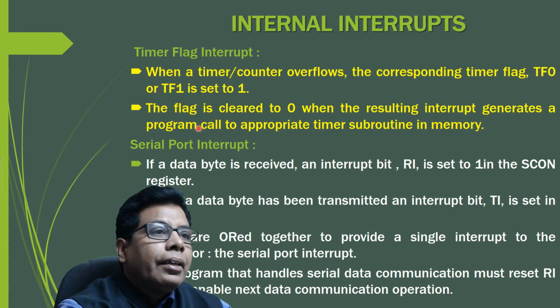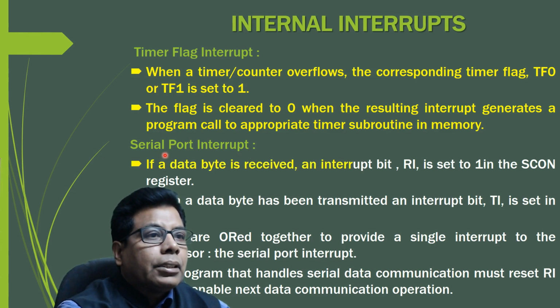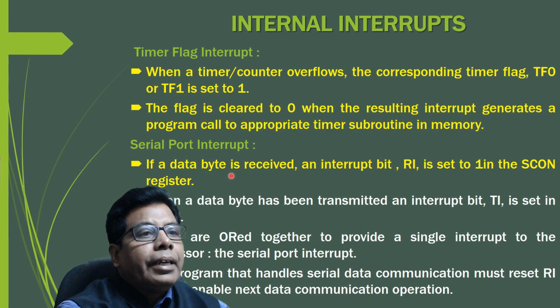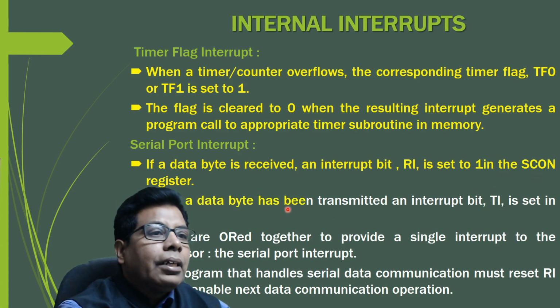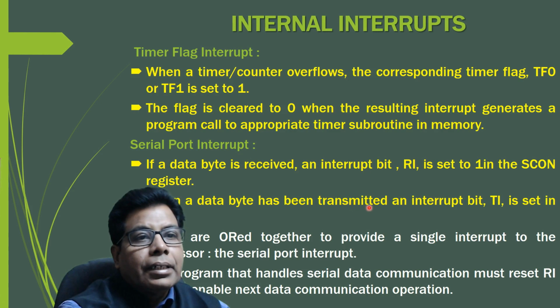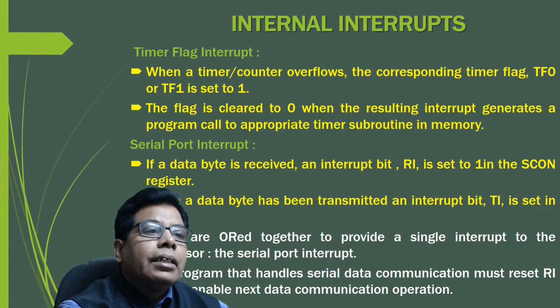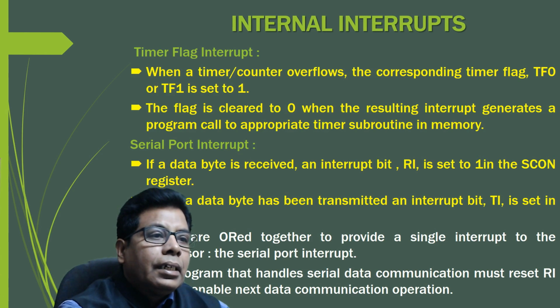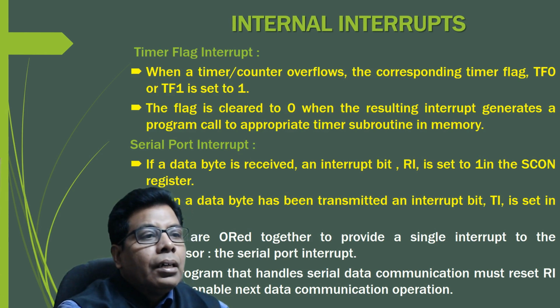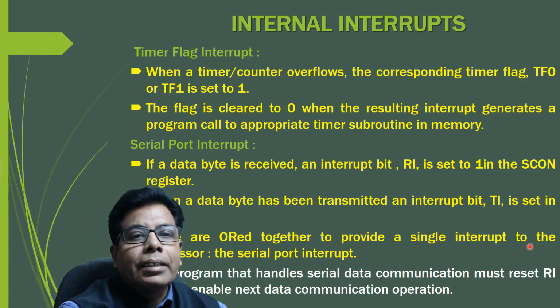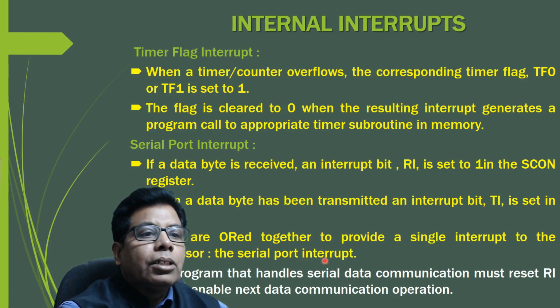Then next we have the serial port interrupt. If a data byte is received, an interrupt bit RI is set to 1 in the SCON register. Similarly, when a data byte has been transmitted, an interrupt bit TI is set in the SCON. These 2 bits are in the SCON register. These are all together to provide a single interrupt to the processor, the serial port interrupt.